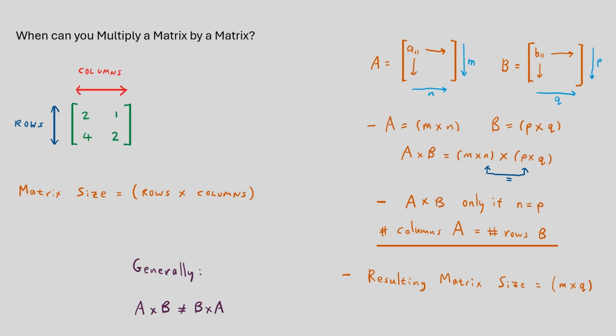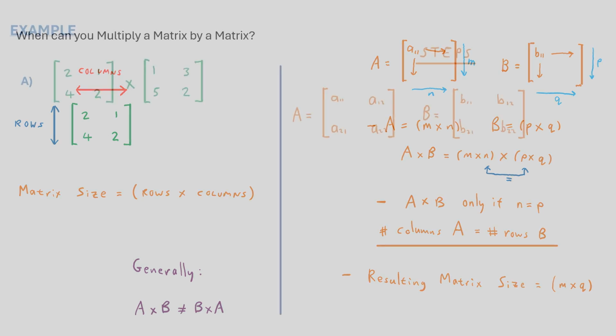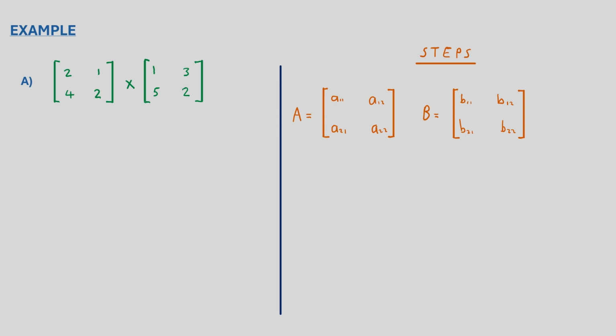And now we can look at an example of multiplying a matrix by a matrix. Here we want to multiply a 2 by 2 matrix by another 2 by 2 matrix. We know this can be done as the columns in the first matrix are the same number as the rows in the second matrix. So now the question is, how do we multiply these matrices together?